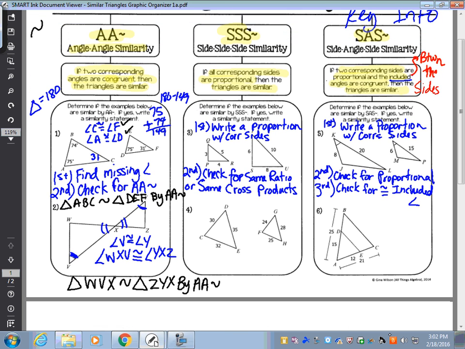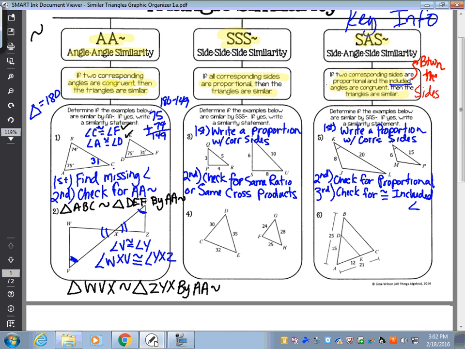All right, so this middle one says we're going to do side, side, side similarity. So how many sides are we going to have to check? All three. We're going to check all three sides of a triangle, okay? So it says if I can show that all corresponding sides are proportional, then I can prove if it's similar or not. Step one is what? What are we going to do first?